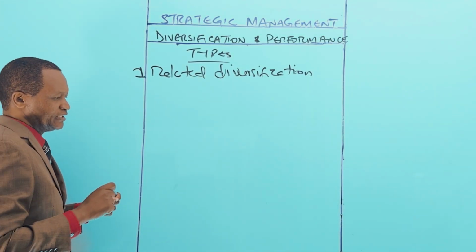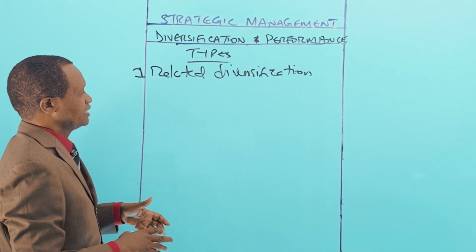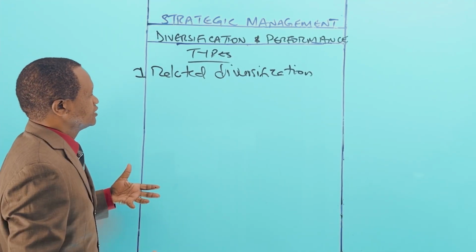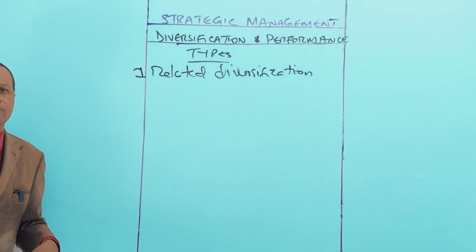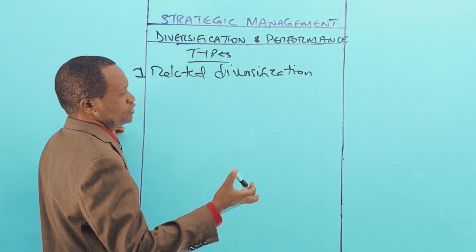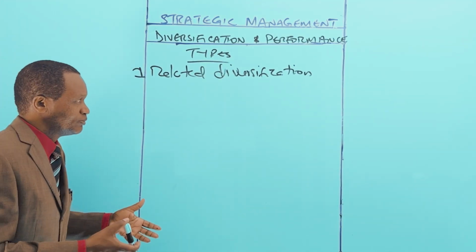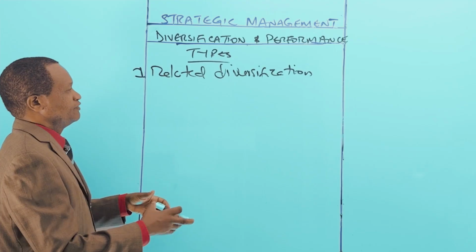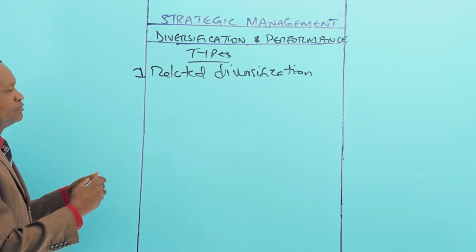A new business that is similar to the existing business. A new business that has related features with the current business. That is related diversification. Meaningful commonalities with the current business. For example, it could be shared technology, shared distribution channels, or shared customers, and so on. Related diversification. So what is the performance outcome?